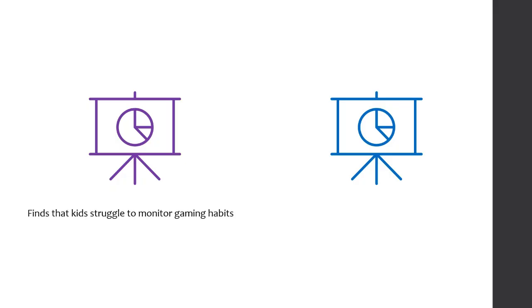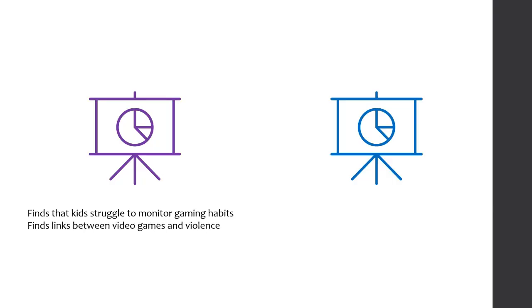Researcher A finds that kids often struggle to monitor their gaming habits. They find that they start playing a game and then they look up and it's 3 hours later. They have trouble putting games down. They have trouble engaging and getting other stuff done, right? That they need to get done. They would prefer to play video games.